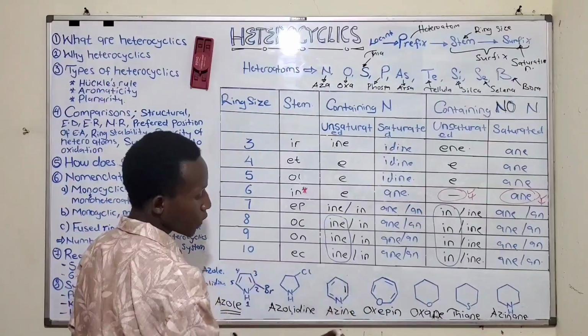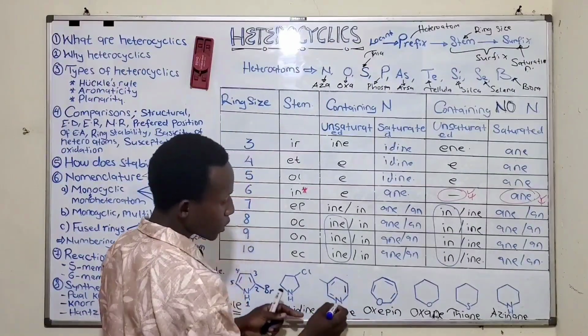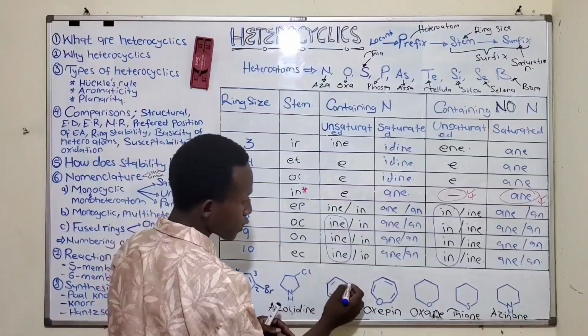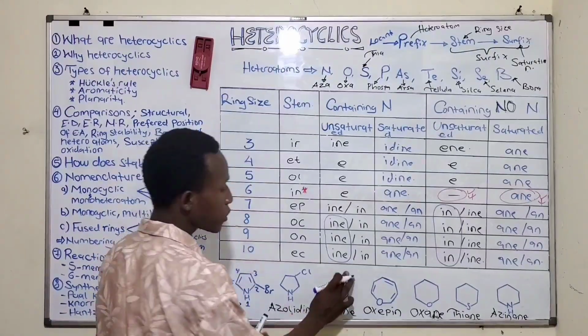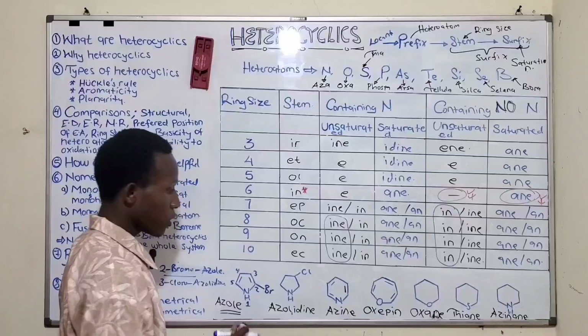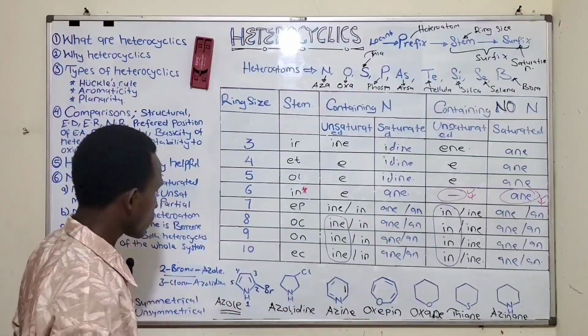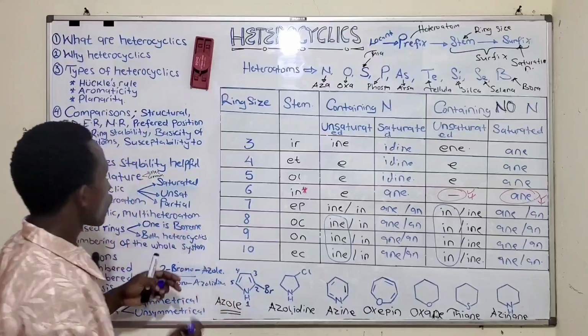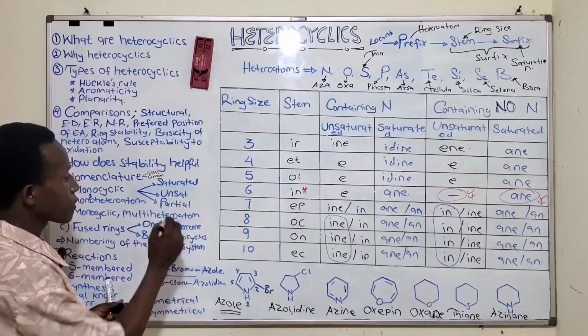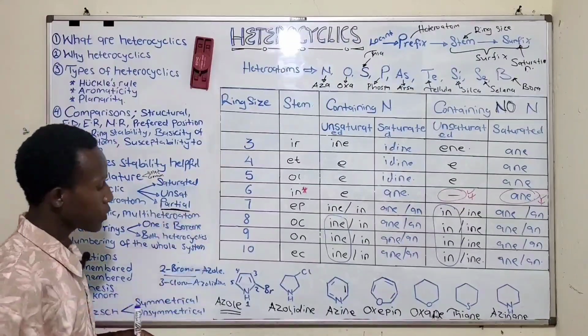This one, if it's at this position, you count clockwise. If it's at this position, you count anti-clockwise, such that you give the substituent the lowest possible locant or number.